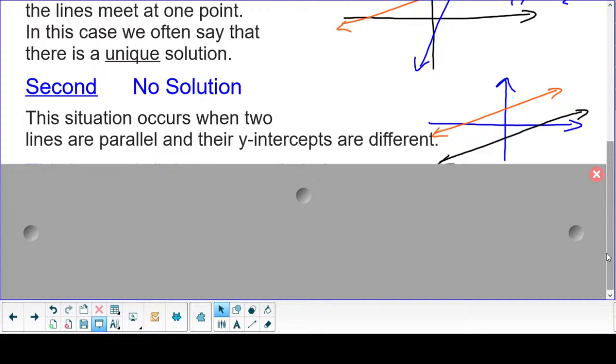M1 is equal to M2, but B1 is not equal to B2. So M1 equals M2, but B1 is not equal to B2. Train tracks are good that they never meet. If train tracks met, the train would fall over.